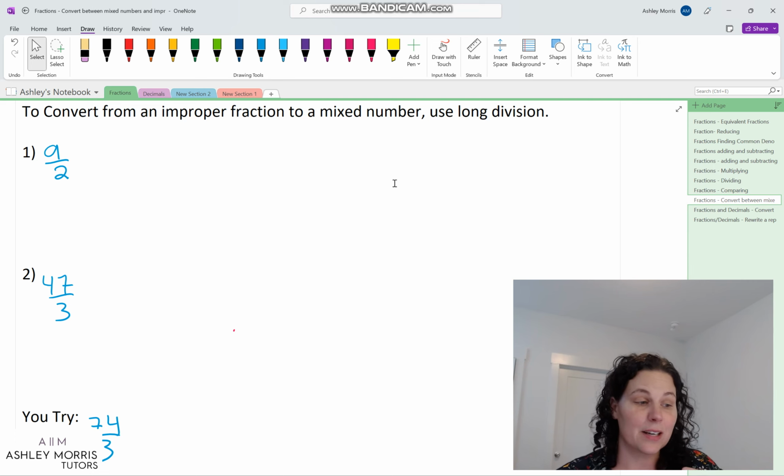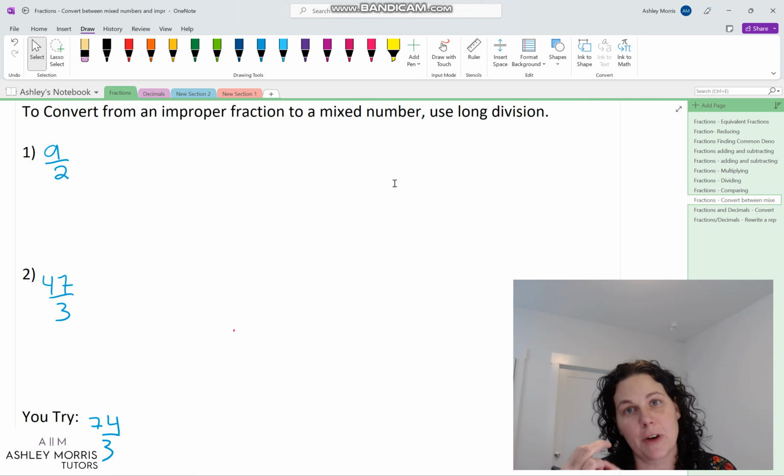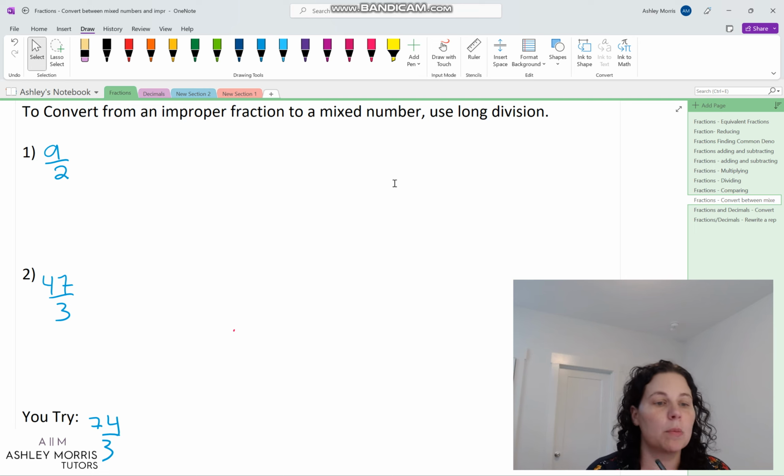A mixed number, it's mixed, right? It's got two different things. It's got a whole number piece, and then it's got a fraction next to it, a part. And an improper fraction is where the top, the numerator, is bigger than the denominator. So if you look at these three, you'll see the top is bigger every single time.